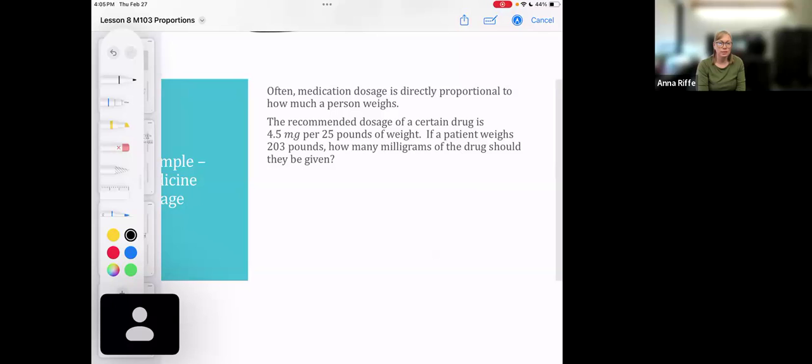Medical dosage is typically set up as a direct proportion. It is directly proportional to how much a person weighs. Certain types of medication, I guess it depends. The recommended dosage of a certain drug is 4.5 milligrams per 25 pounds of weight. If a patient weighs 203 pounds, we want to ask the question, how many milligrams of the drug should they be given?